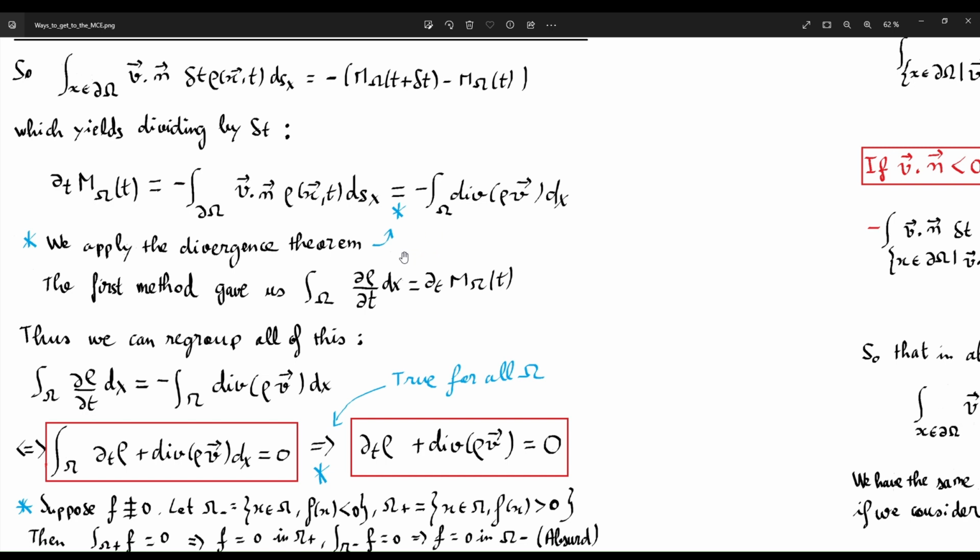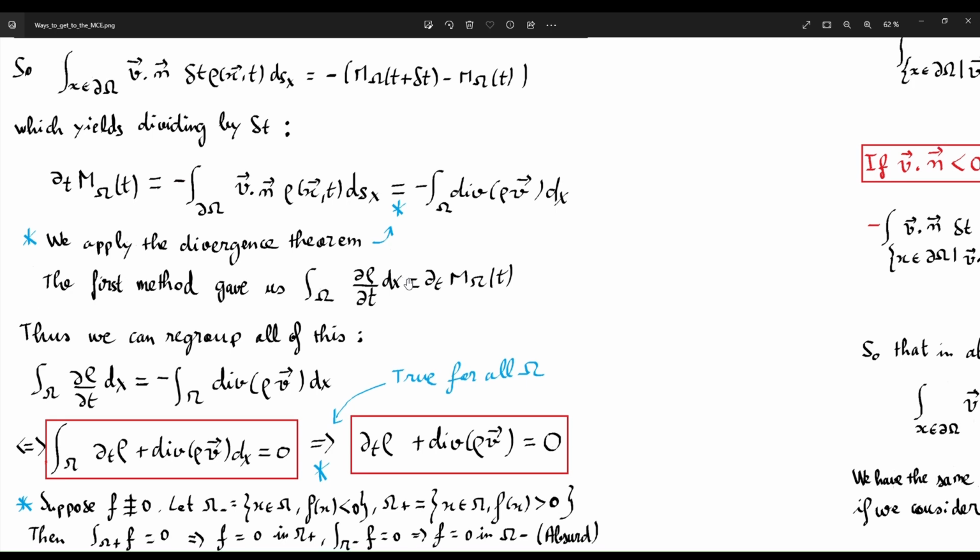We recall that the first method gave us that the derivative of m omega is equal to the integral of the partial derivative of rho with respect to time. Thus, we can group all of this, which is equivalent to the integral equality, gathering everything in one integral. We end up with the mass conservation equation because it is true for all omega in the domain.